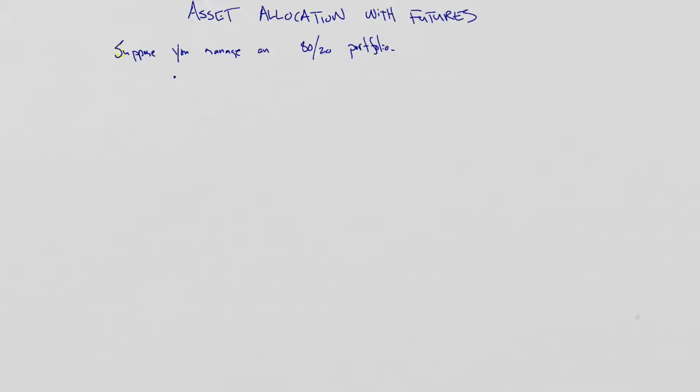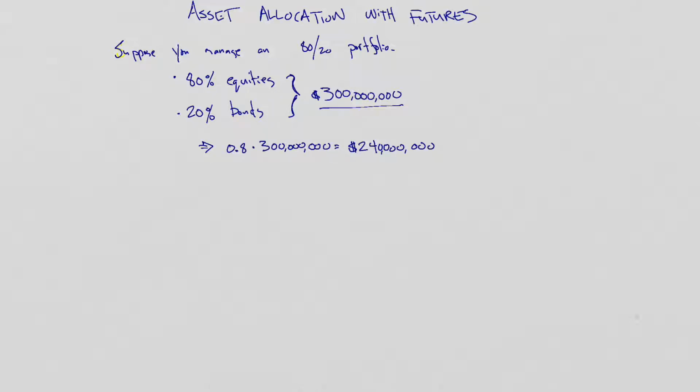So suppose you manage an 80-20 portfolio. That means 80% equities and 20% bonds. And let's say that this total together is $300 million. It's a $300 million portfolio. Given these ratios then, that means that your money is invested $240 million in equities and the remaining $60 million in bonds.